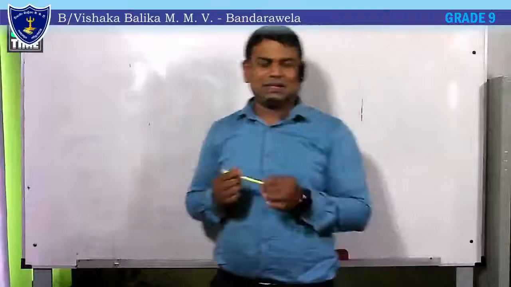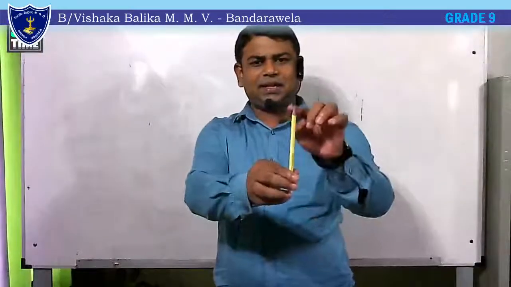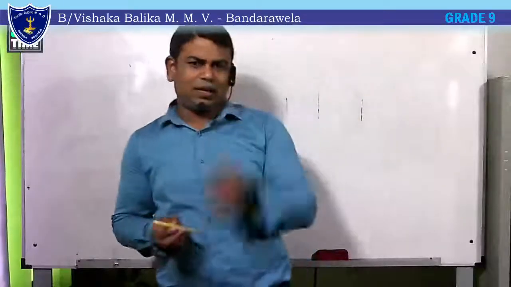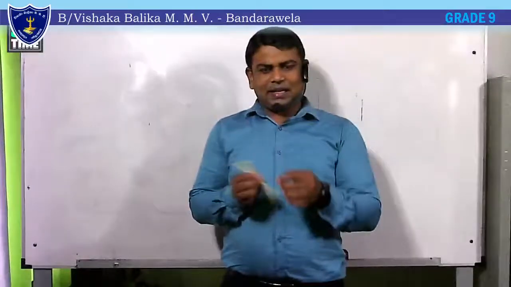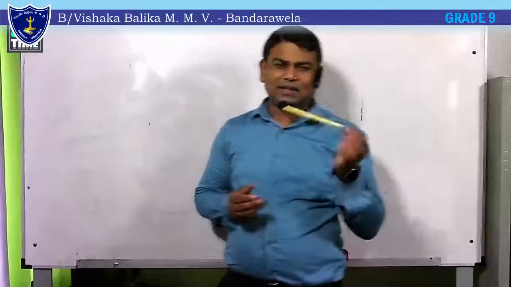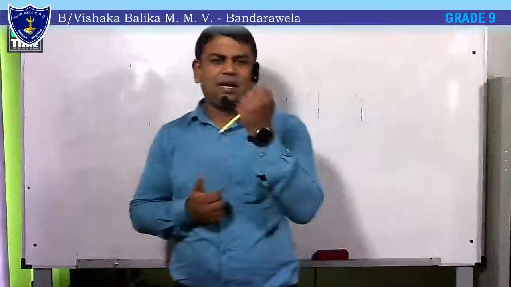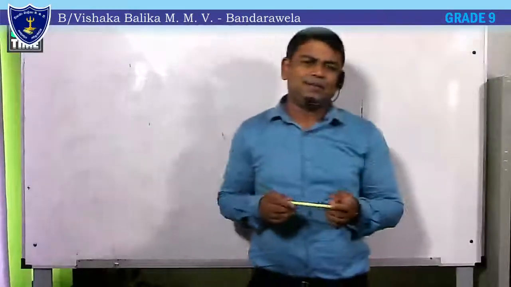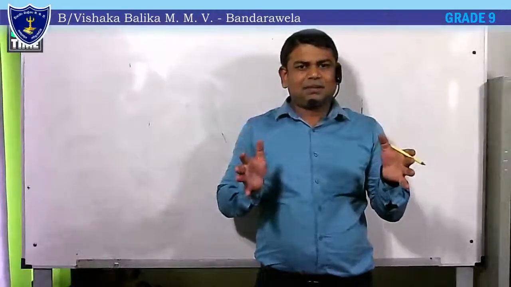What was the reason? If you see the pencil, the tip side has less area, and the blunt side has more area. So there is an effect of this area on pressure, right? There are two factors that affect pressure. One is the force that we give, and the other is the cross-sectional area. That is how pressure acts.